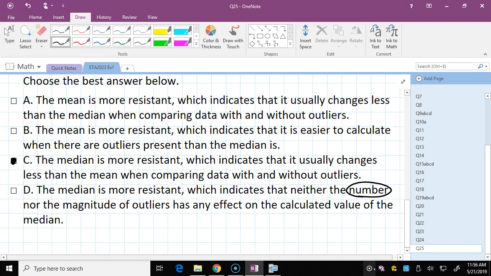And also that it says neither the number has any effect. So this is basically saying it doesn't do anything to it. It does if there's a larger set of numbers. And the magnitude is like the number size. Like if I have 76, 76 won't affect my median. But if I say I have two 76s, that's going to change my median a little bit. Just a little bit. Not much.